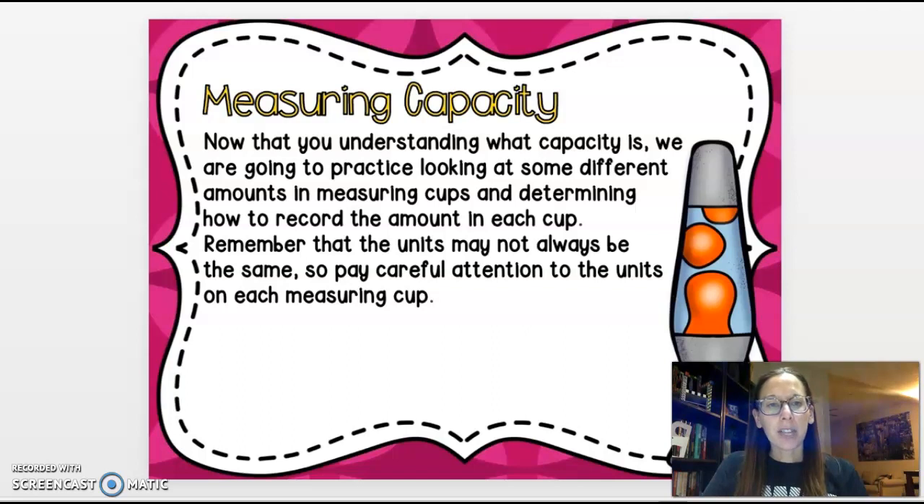Now that you understand what capacity is, we are going to practice looking at some different amounts and measuring cups and determining how to record the amount in each cup. Remember that the units may not always be the same, so pay careful attention to the units on the measuring cups.